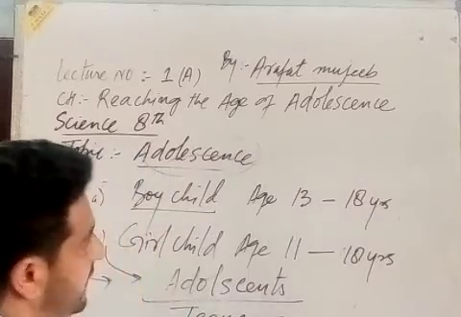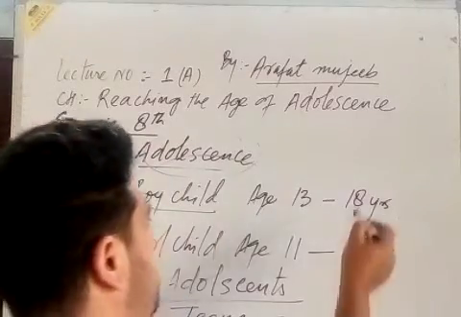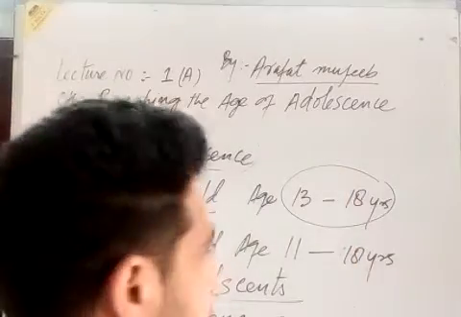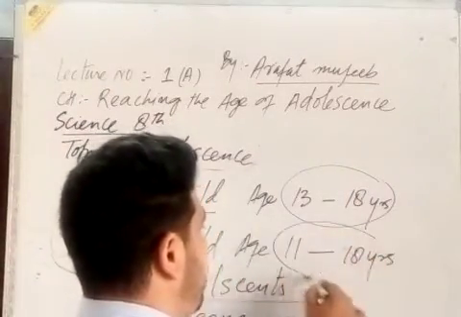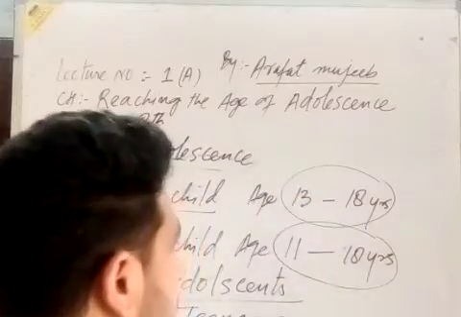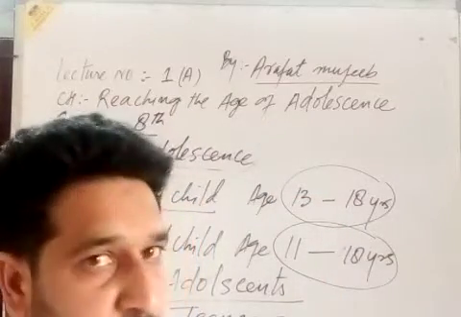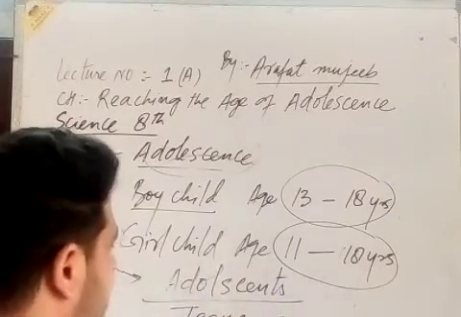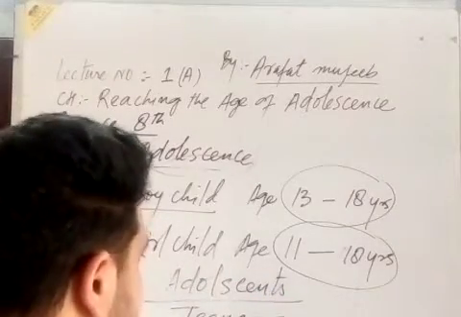For teenagers, if we talk about the boy child, this is a period of time for them, and in the girl child, this is a period of time for them to attain puberty. Both are called adolescents. Sometimes they are also called teenagers.